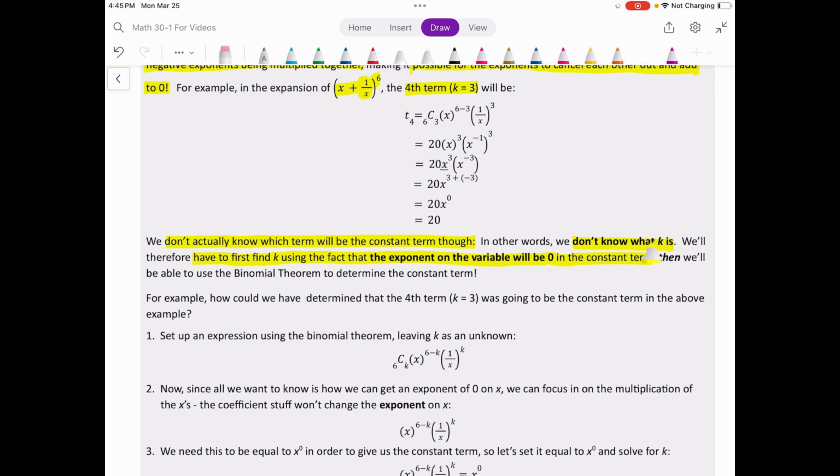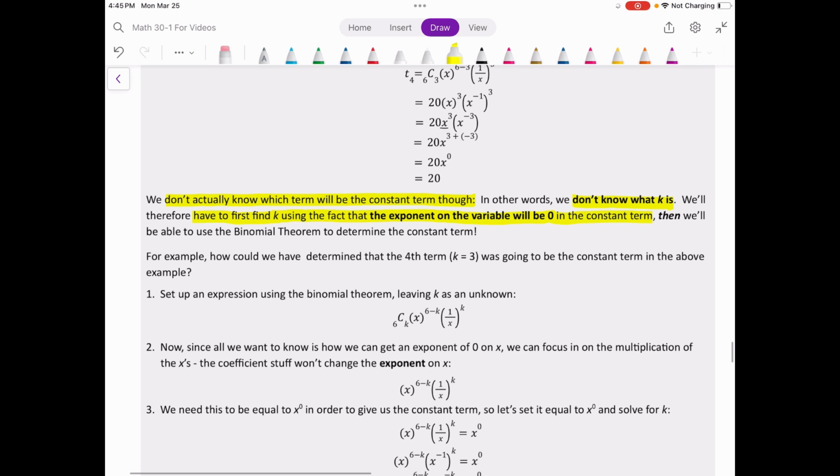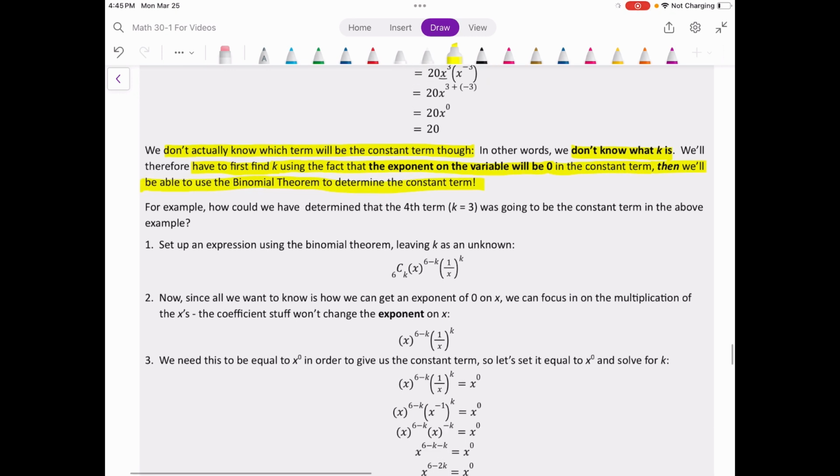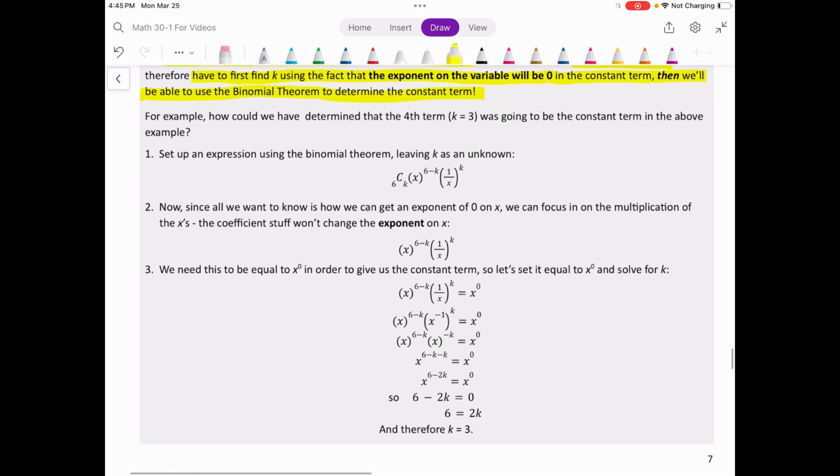The term number is just one more than k, right? If k is 3, we're looking at the fourth term. So again, not knowing what term number just means we don't know what k is. We can figure out what k would need to be, though, to make the exponent on the variable 0. And then, once we've got k, we know everything we need to know to use the binomial theorem to actually determine that constant term. So for example, how did I get that?